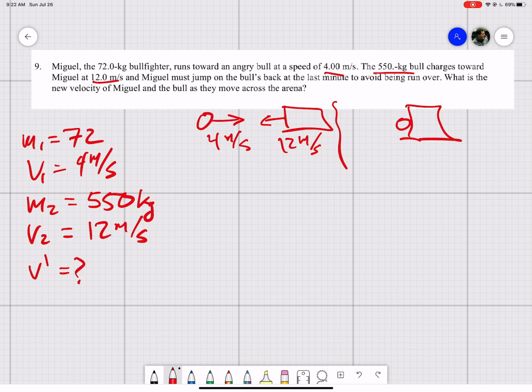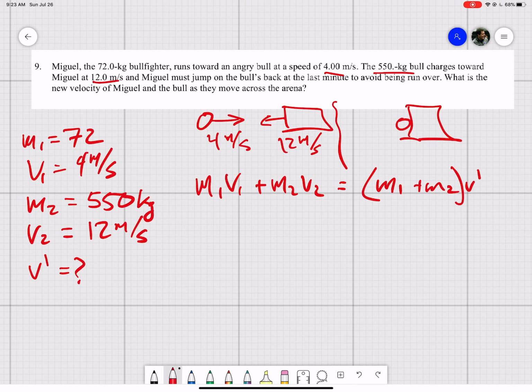Now, we can see they stick together. So that means our equation is going to be the inelastic collision equation. So we have M1 V1. Oh my goodness, let me fix that. That should be multiplication. Plus M2 V2 is equal to M1 plus M2 times V primed.